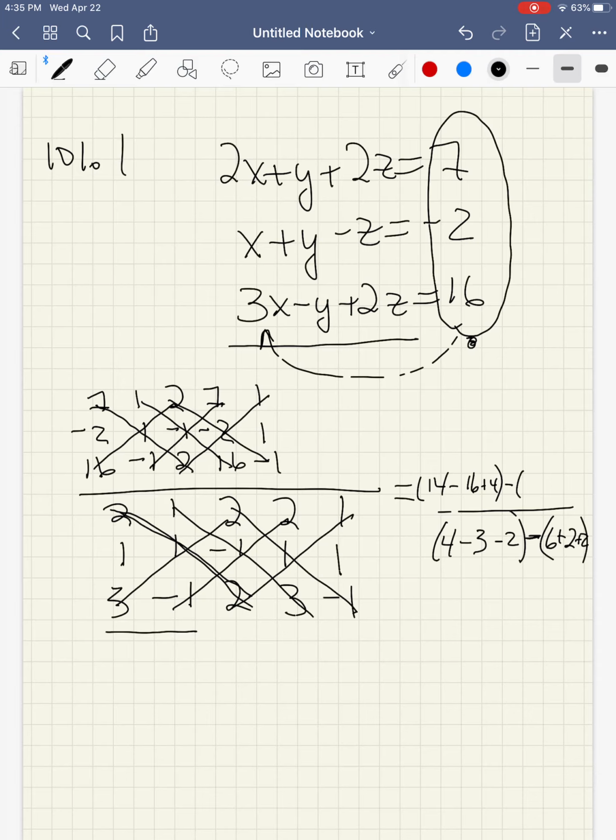Then minus up the hill. 16 times 2, negative negative 7. And 2 times negative 2 times 1 is minus 4. So let's see what we get here. So x will be equal to 14 minus 16 is negative 2 plus 4 is 6. Minus 32 plus 7 is 39, minus 4 is 35.